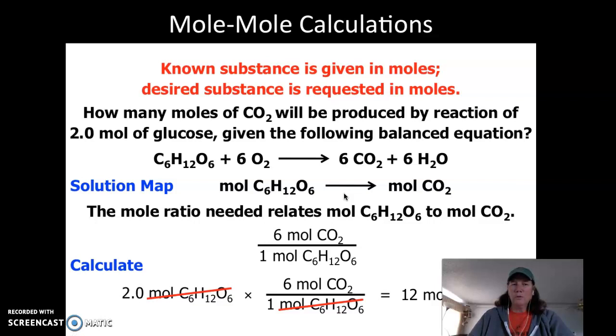Write down what you know. Use your mole ratio from your balanced equation, what you're trying to get rid of on the bottom, what you're trying to find on top, and these are your coefficients.